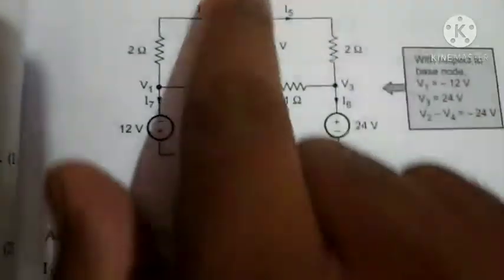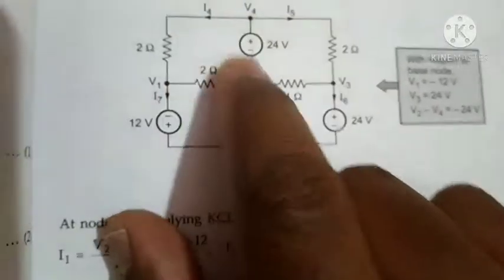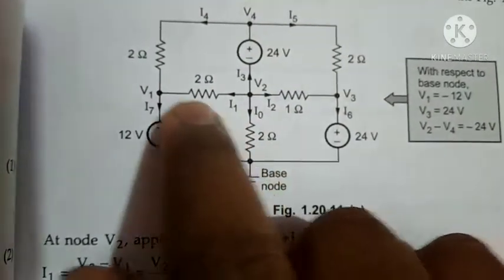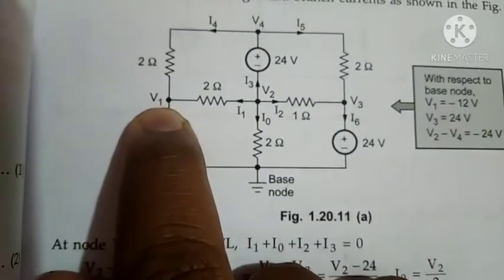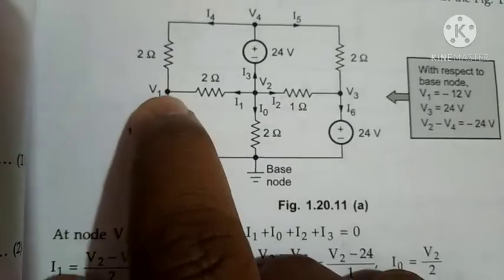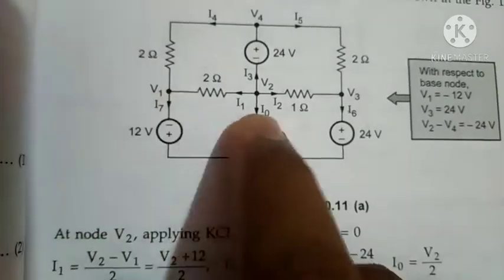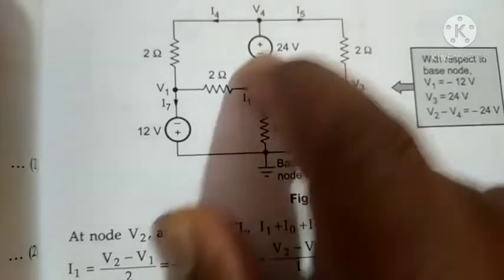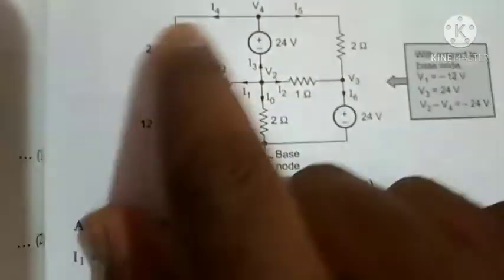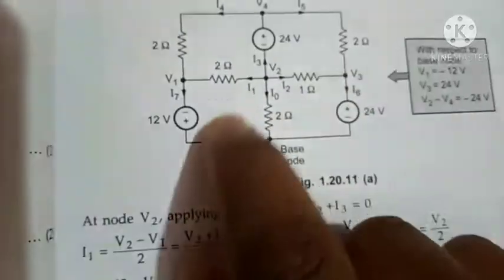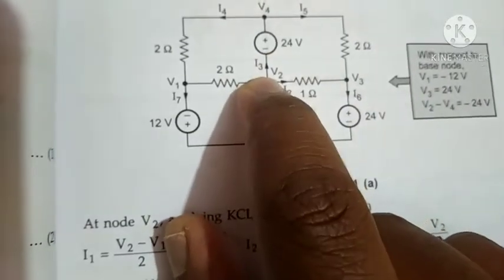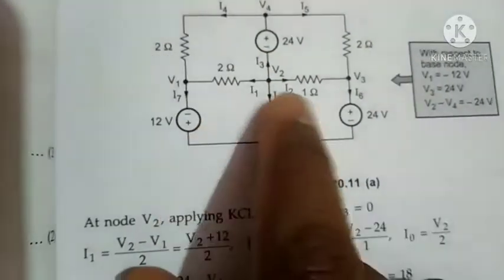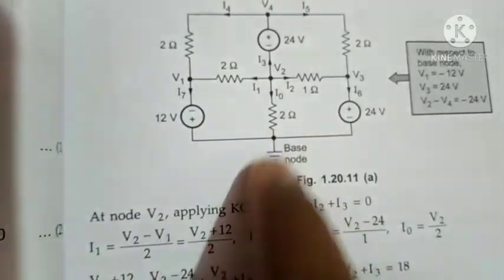Any node we can take here. Let us take node V2. What are the elements connected to node V2? We assume the currents in each branch. This is I1, I2, I3 and I0.